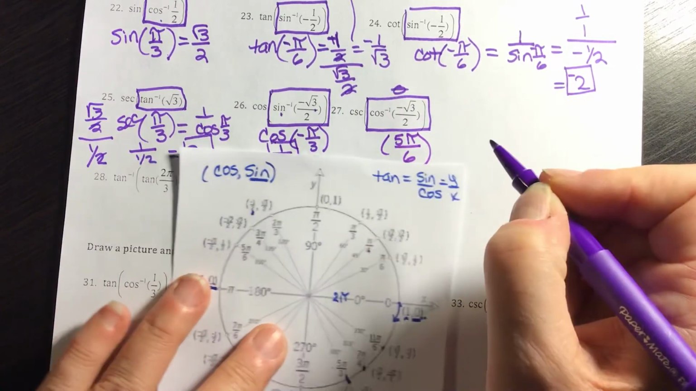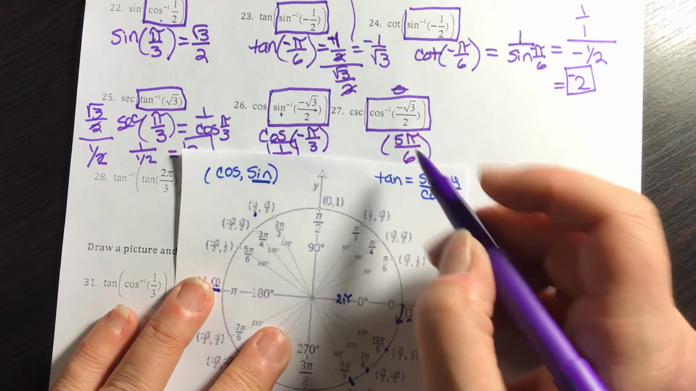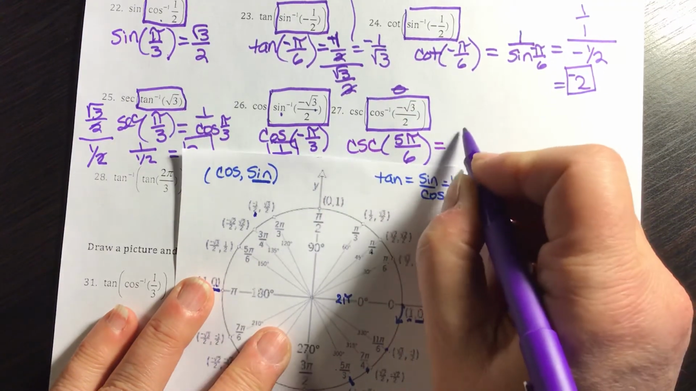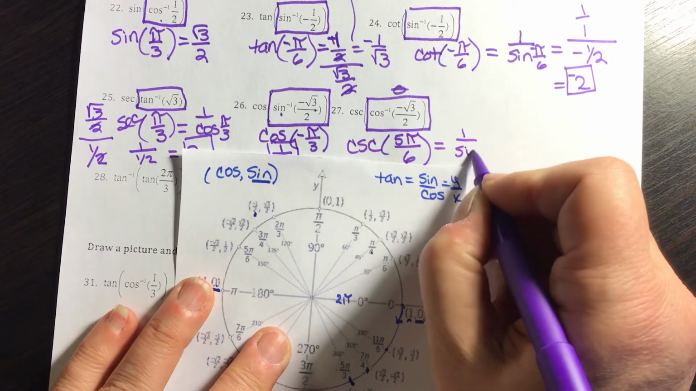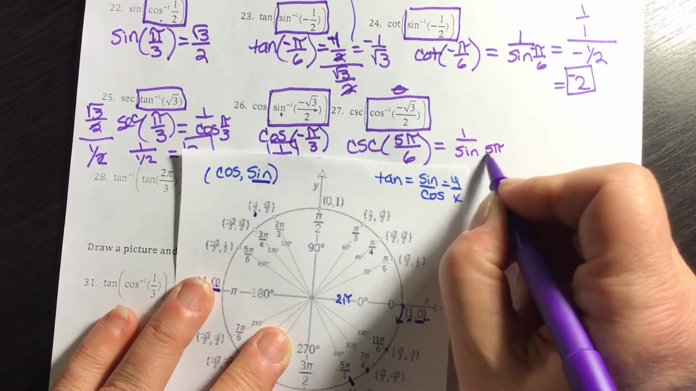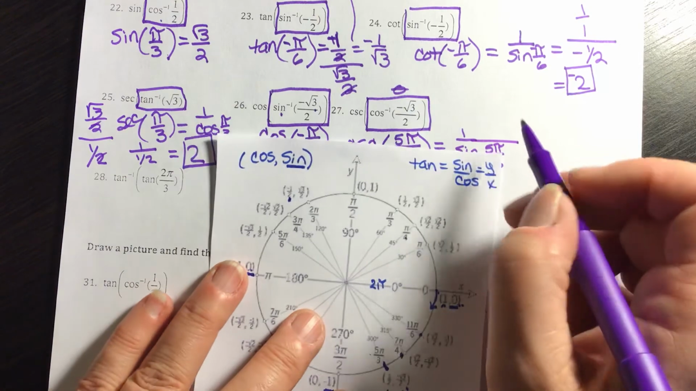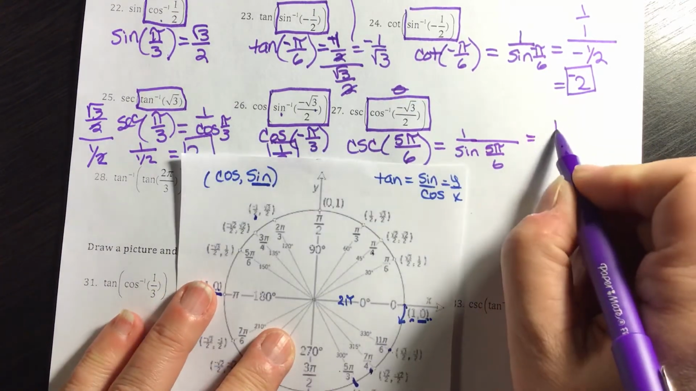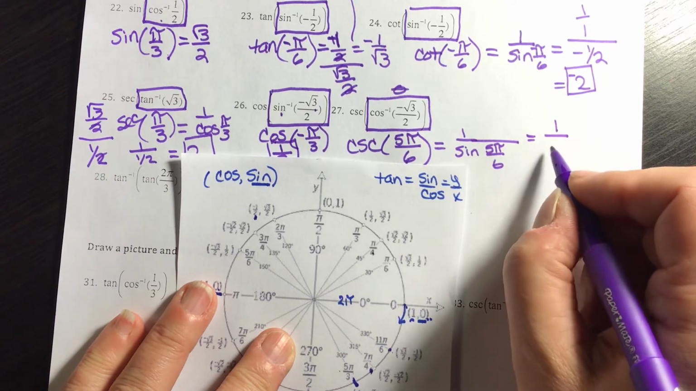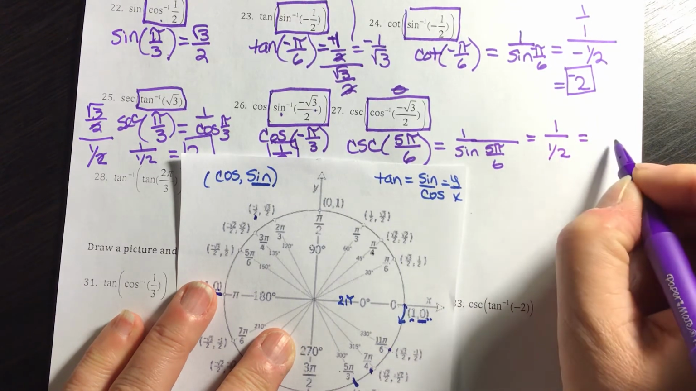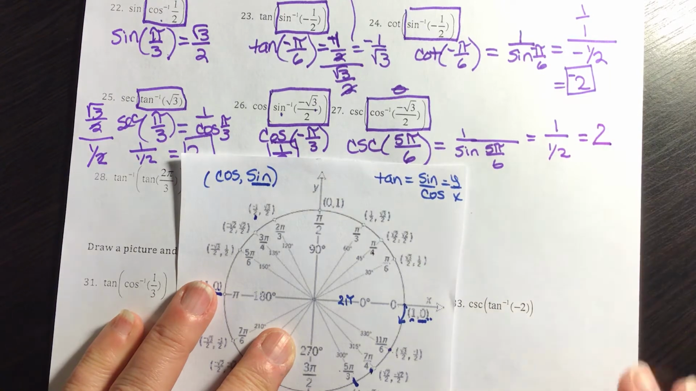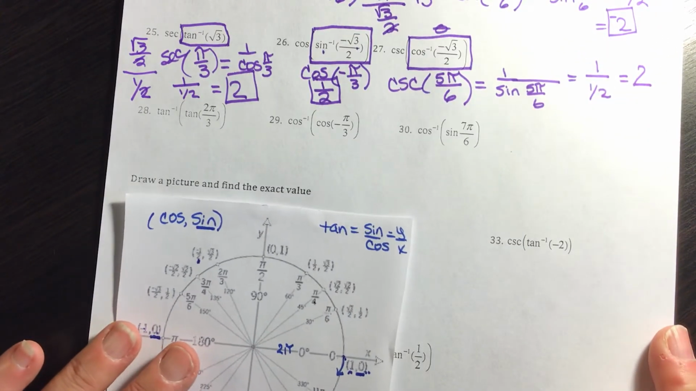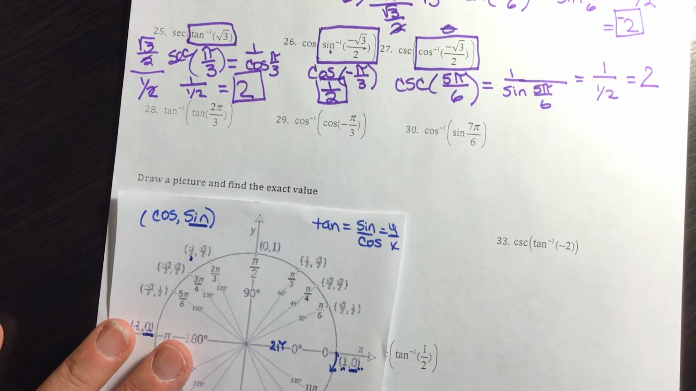5pi/6. That's in quadrant 2, so it is in my domain. Now I want the cosecant, which is 1/sine of 5pi/6. Sine of 5pi/6 is 1/2, so this is 1/(1/2), which is 2. Okay, hope you're getting the hang of it. We're doing lots of practice here.